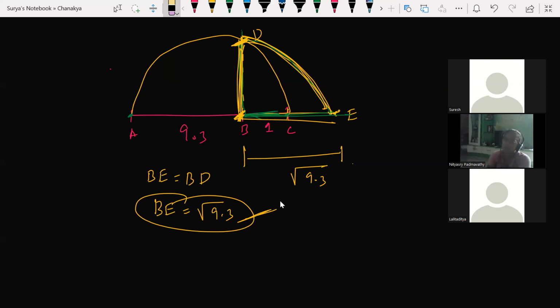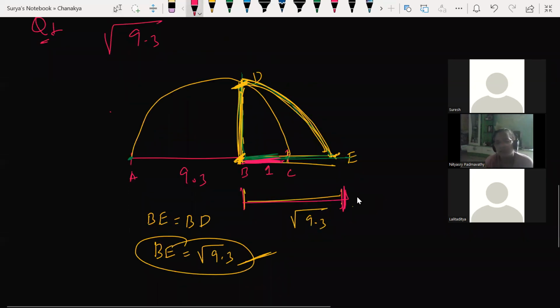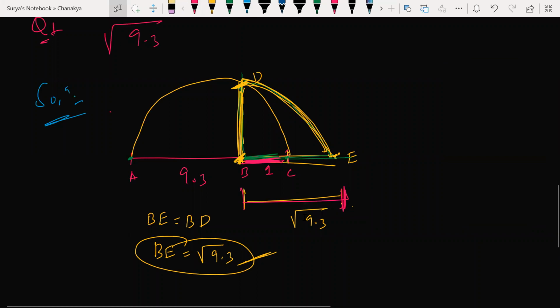Not E, it should be BE. BE only, this length only. Look at this here. This length is 1, this length is square root of 9.3. Correct, that is what we did. So see here, in the exam, whenever they ask, this is how you represent it, and you will get full marks.